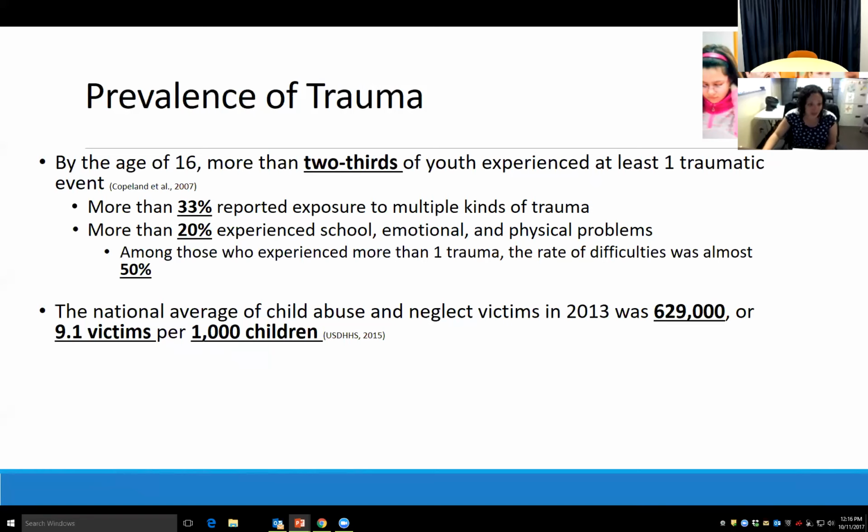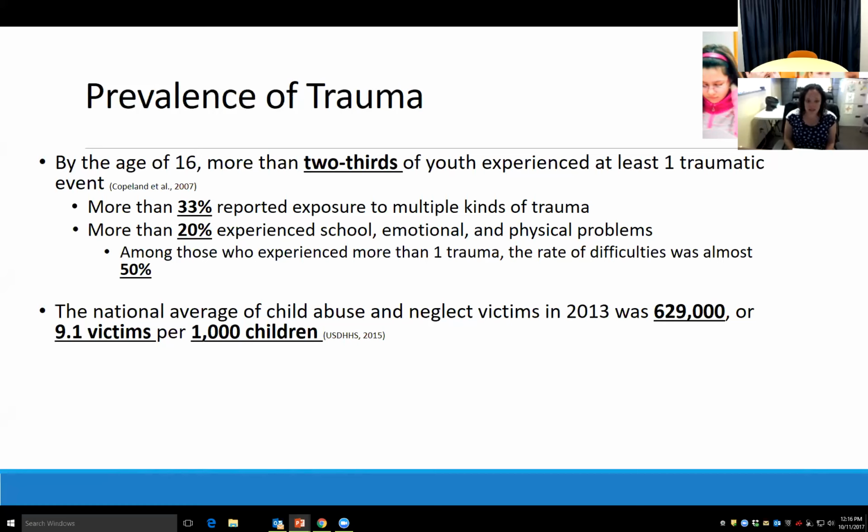More than 20% of these youth had experienced school, emotional, and physical problems. So that's to say it's not just that these kids have experienced significant stressors, but it's impacting how they're functioning in their life. And among the youth that had experienced more than one trauma, the rate of these difficulties was almost 50%. Again, that's speaking to the slide before, that complex trauma, the chronic, repeated exposure to trauma has a very significant effect, a much different effect than a single incident trauma.